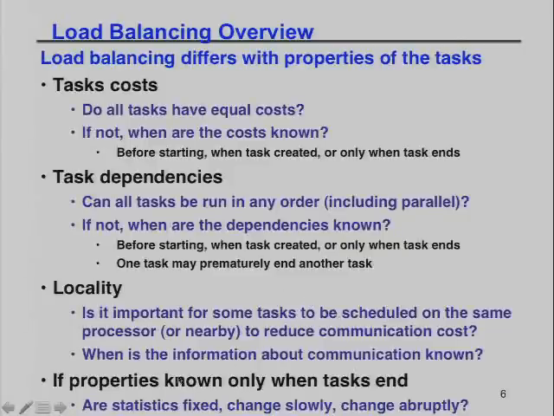This was the hardest case, but it may be that there's fixed statistics, that on average all the tasks take a certain amount of time, the mean and standard deviation, or that could change slowly over the course of the run, or you could have these abrupt changes. All of these come up and people have built tools for every one of these possible situations.